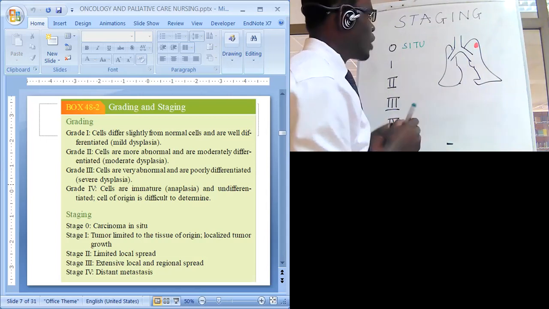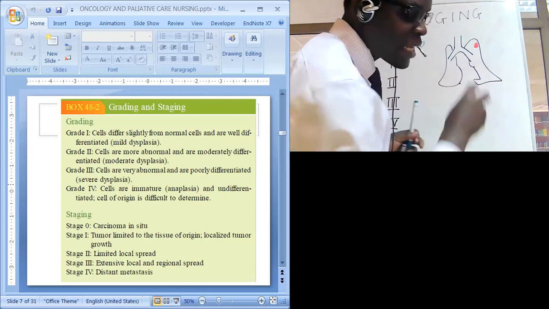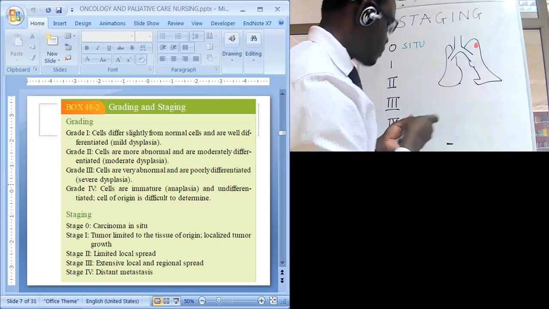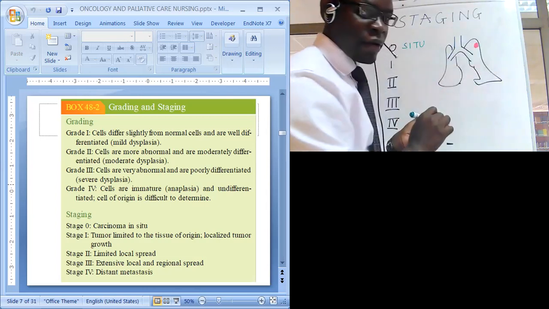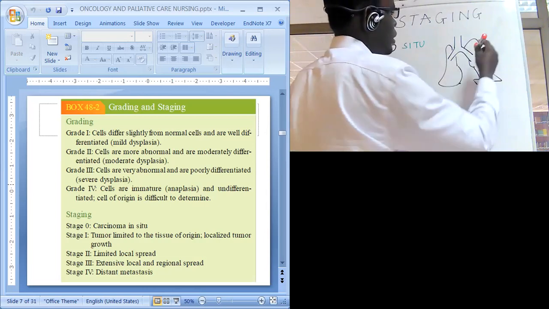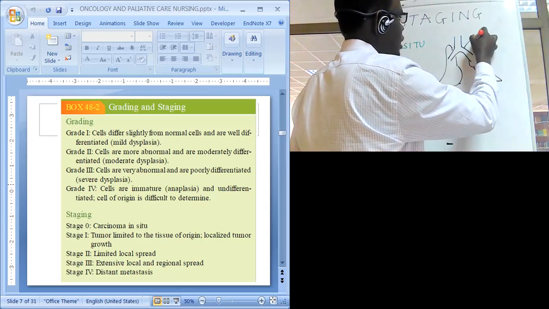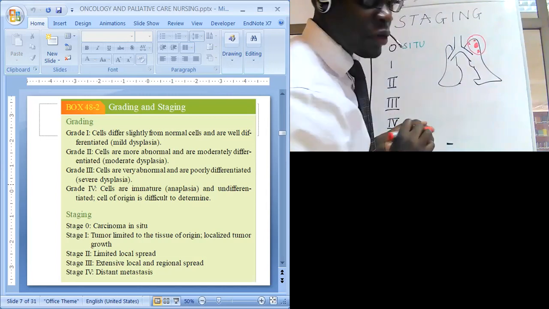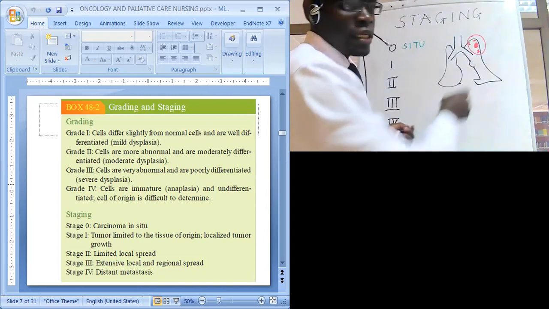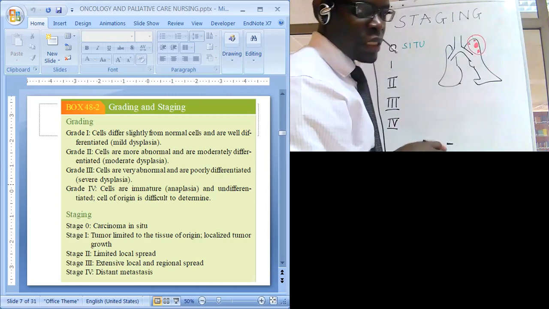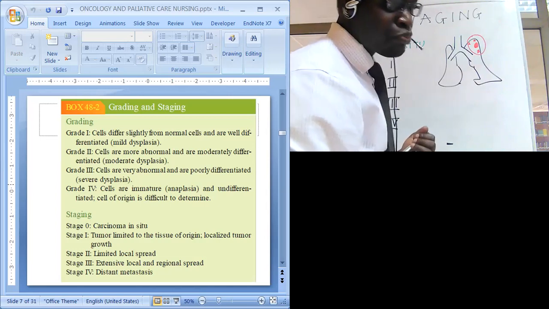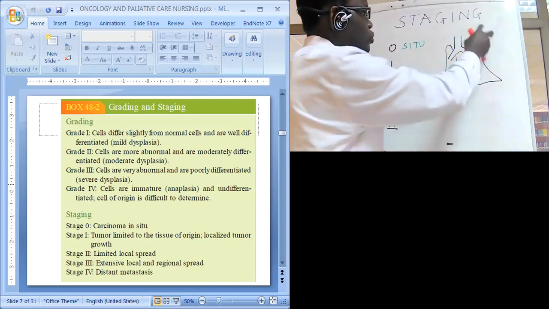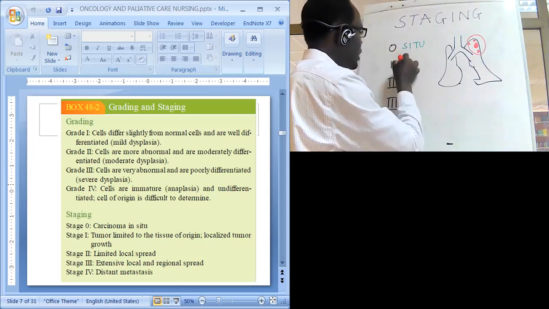With stage 1, we mean that the carcinoma is limited to the tissue of origin, and it is localized. It might have started there, but then it may move to this area and that area and this area, around there. At that particular moment we say that the carcinoma or the tumor is in stage 1. It is localized and limited to the tissue of origin.